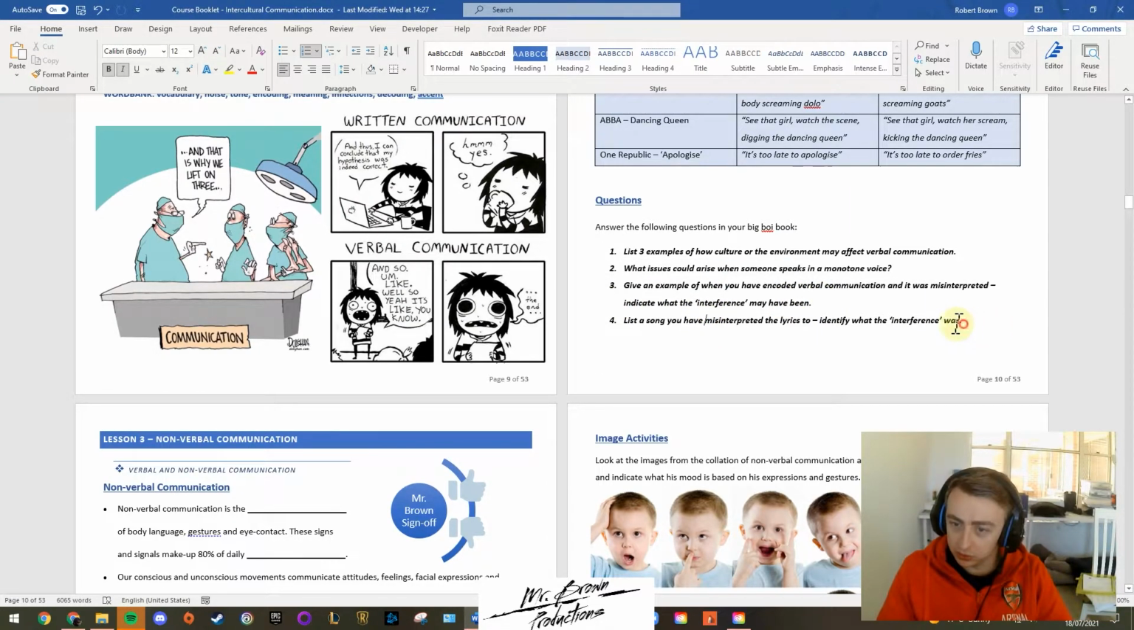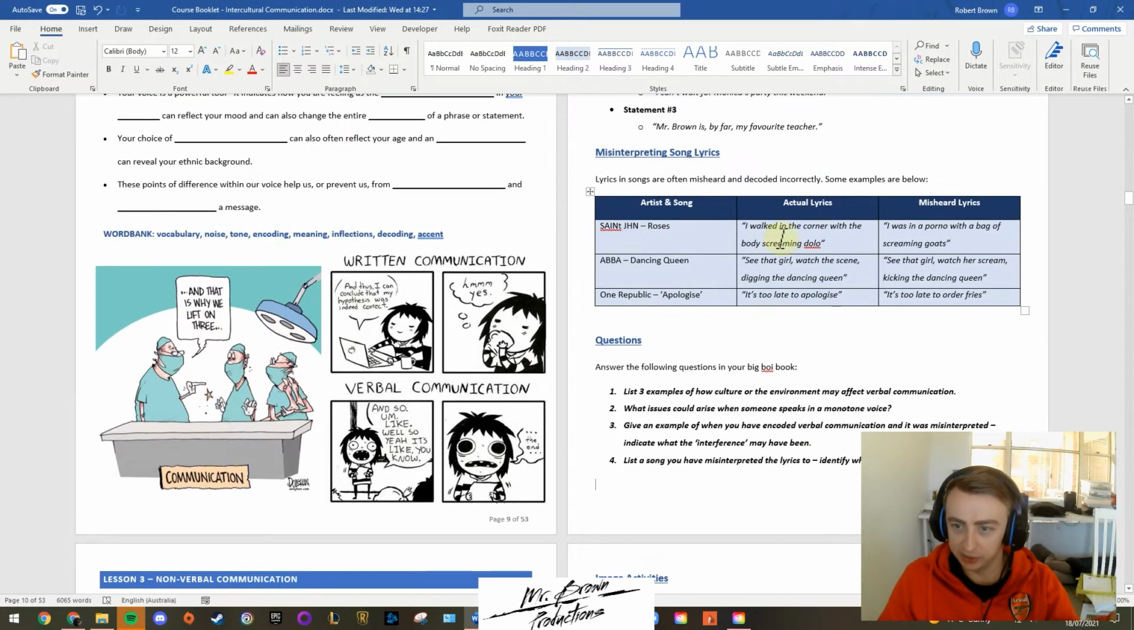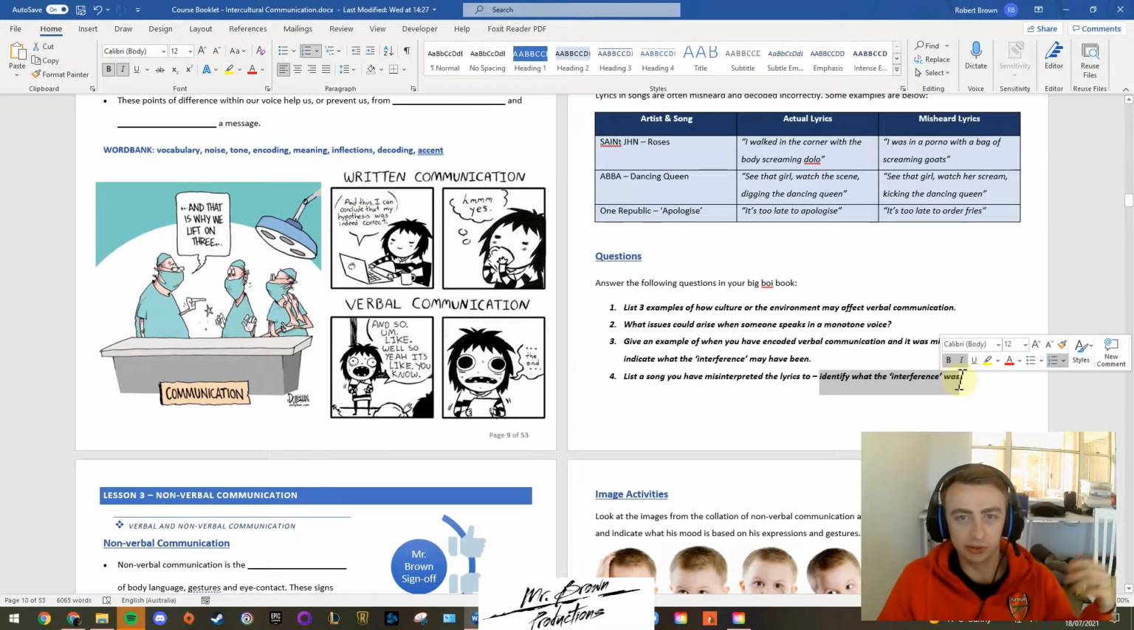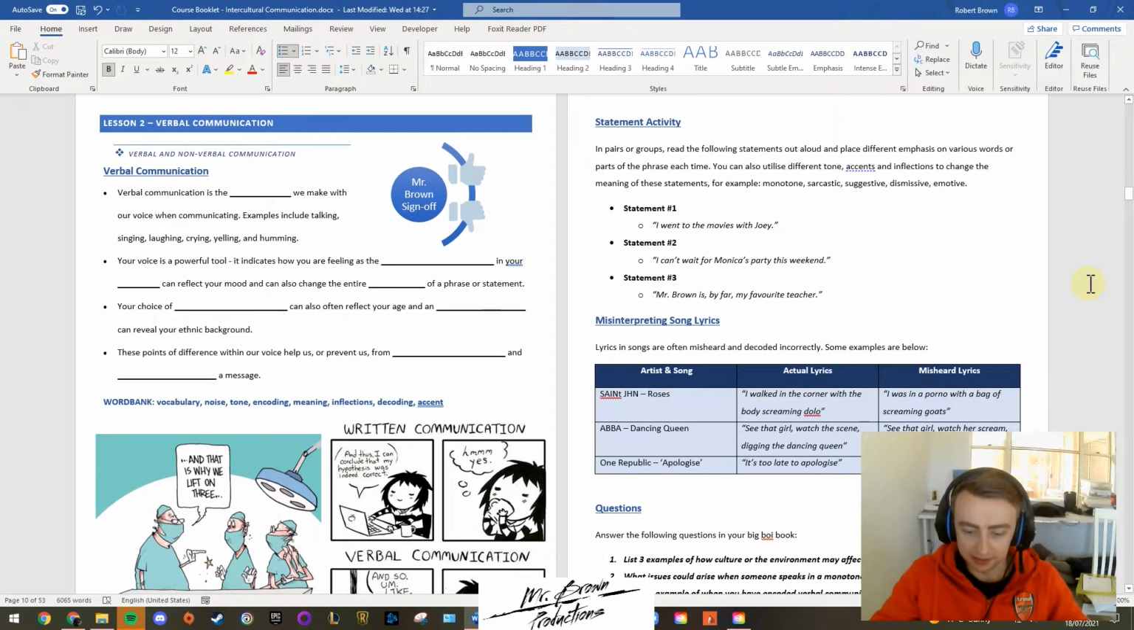Then I want you to, question 4, list your own song that you've misinterpreted the lyrics to. Similar to this table, tell me what the artist and song was, what the actual lyrics are, and what you misheard them, and then identify what the interference was, or in other words, why did you misinterpret that? And that's done. Question 2, lesson 2, sorry, thank you.